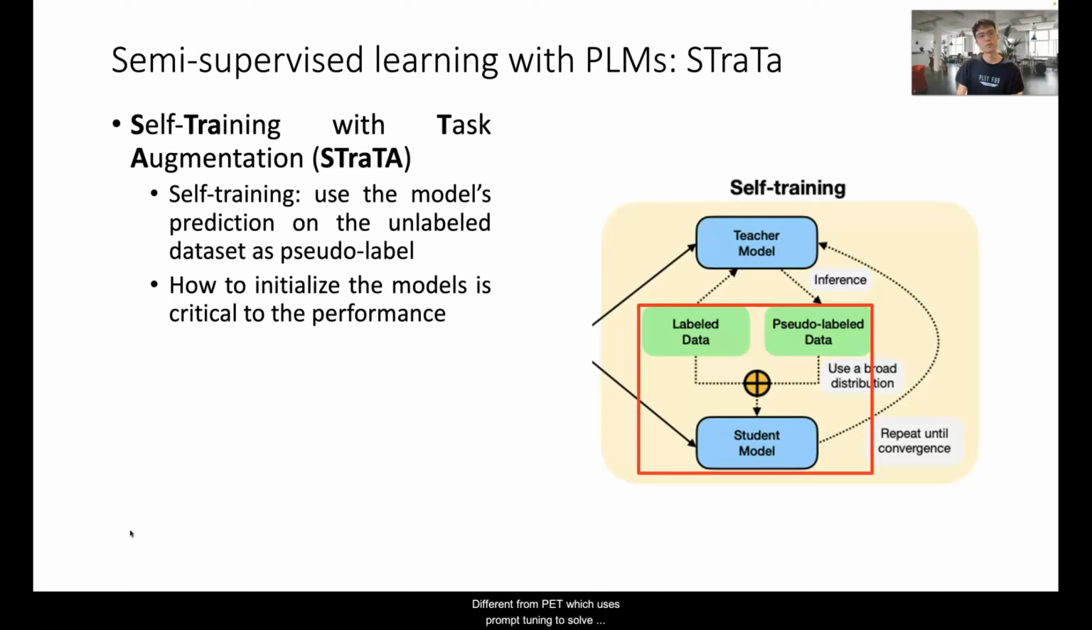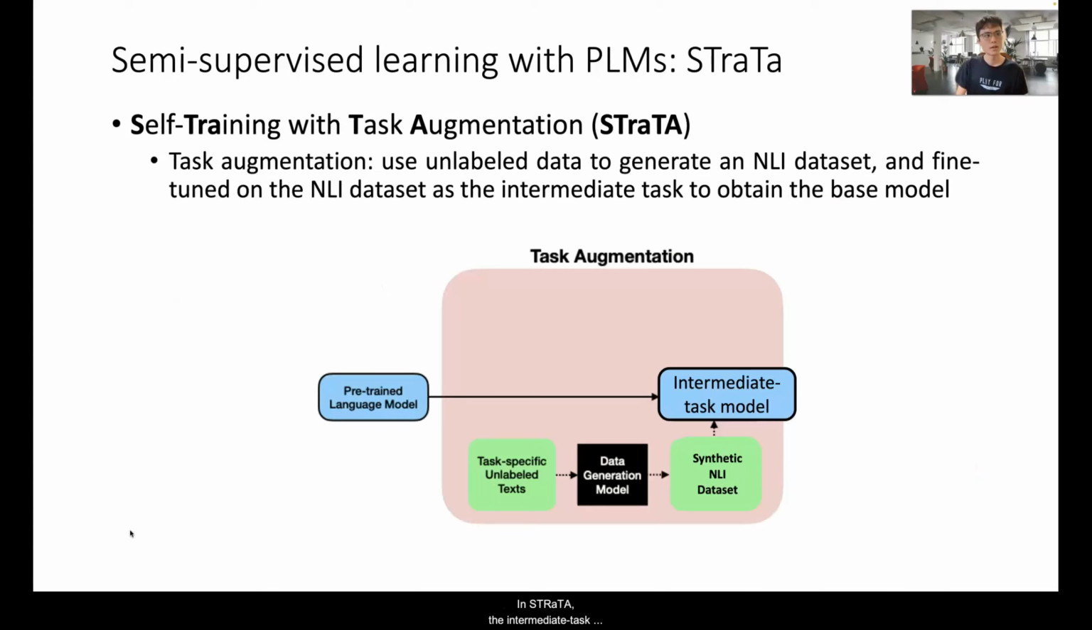Different from PET, which uses prompt tuning to solve the issue of labeled data scarcity, STRATA resorts to intermediate task fine-tuning. In STRATA, the intermediate task fine-tuning is called task augmentation, and it is basically intermediate task fine-tuning. The core idea is to first fine-tune the prediction model on the intermediate task that is related to the target task, and then use the model fine-tuned on the intermediate task to initialize the model for the teacher and student model. However, we only have the unlabeled data for the target task. How could we create the intermediate task fine-tuning dataset?